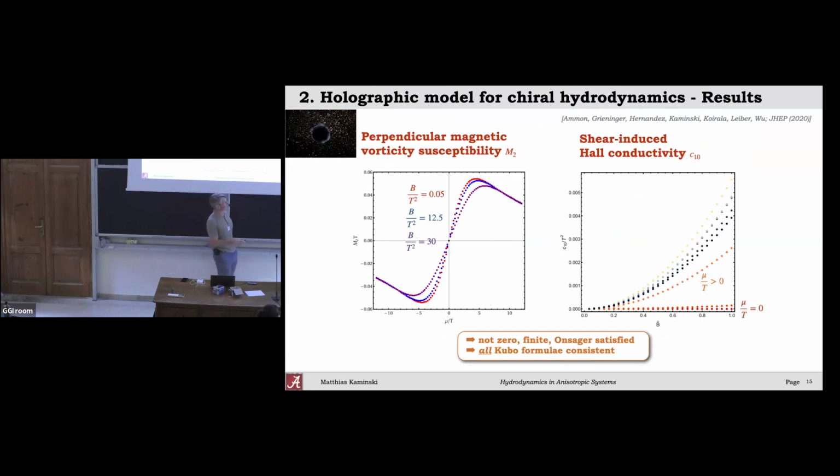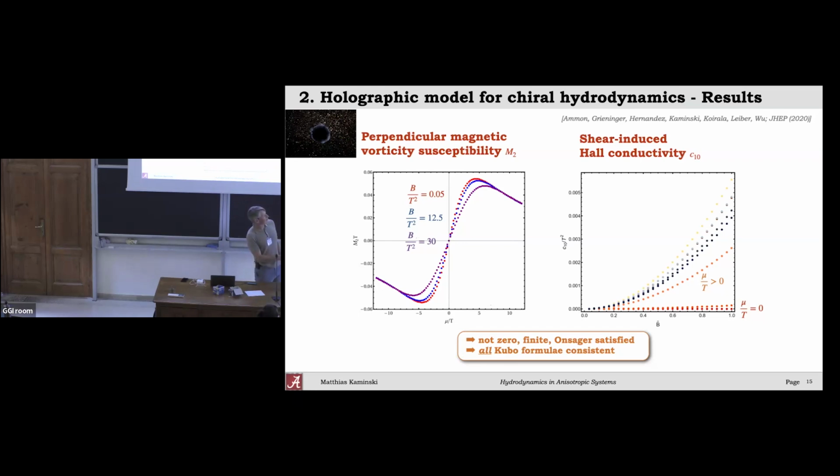So this is this M2, this susceptibility that we talked about, a response to the magnetic vorticity in equilibrium. The different curves are the different strengths, increasing in magnetic field from red to purple. And you don't see a huge difference there. Here, this is what we called mu tilde earlier. It's mu divided by T, the charge chemical potential, normalized to T.